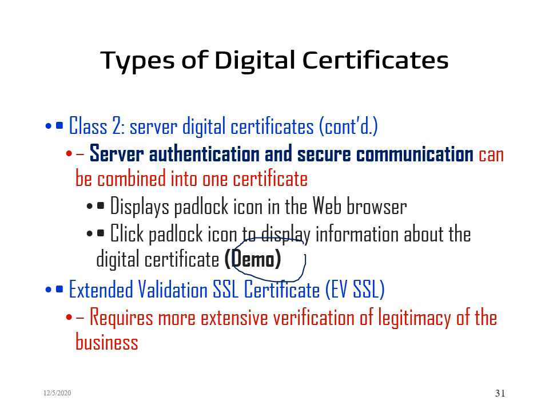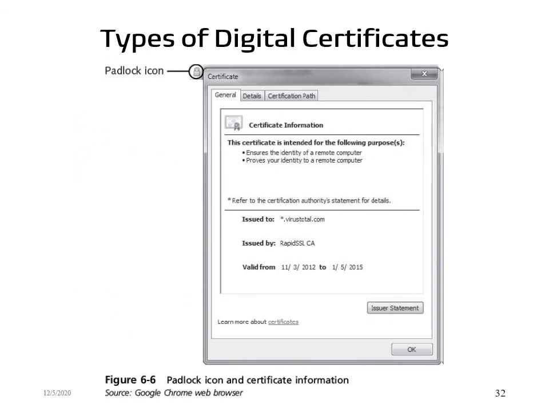There is a concept called extended validation SSL certificate, EV SSL. This can be used, for example, for e-commerce websites and all. So you search EV SSL in the browser. It requires a more extensive verification of the legitimacy of the business. So there is another SSL, and it has been used for e-commerce websites and all. This is the thing I want to show in a demo.